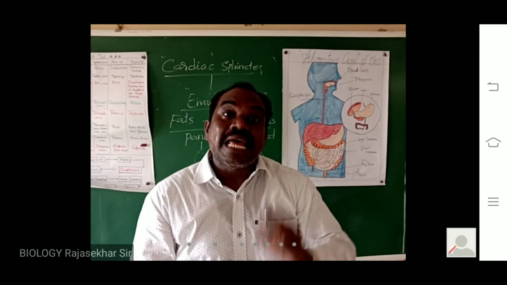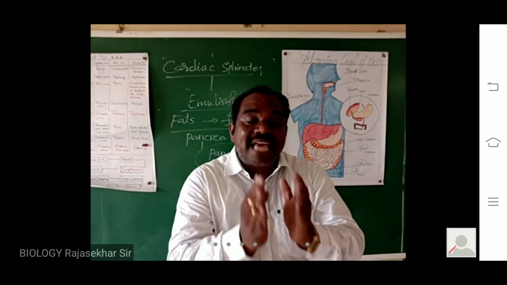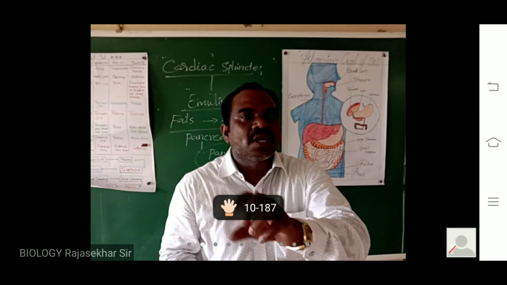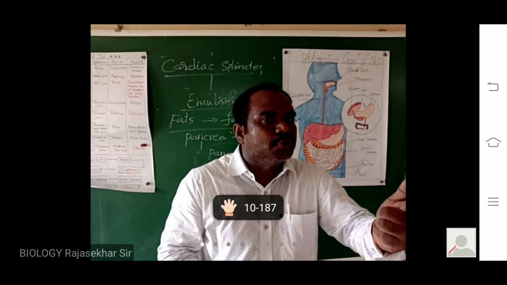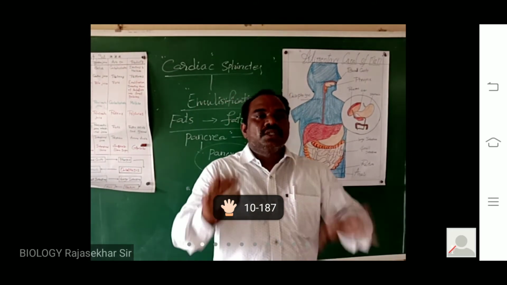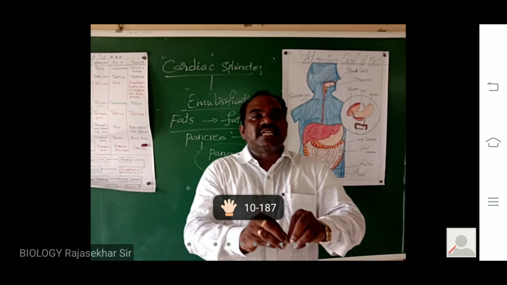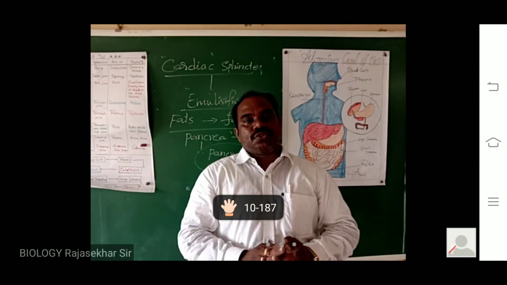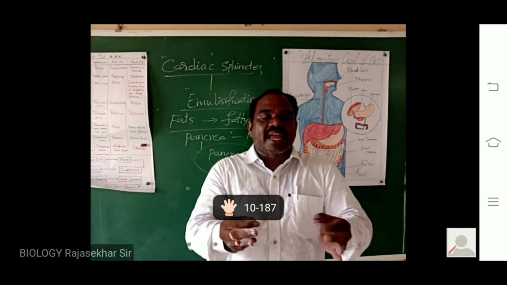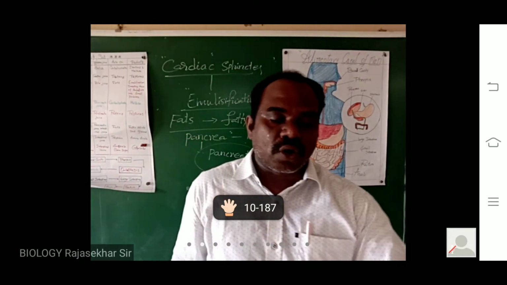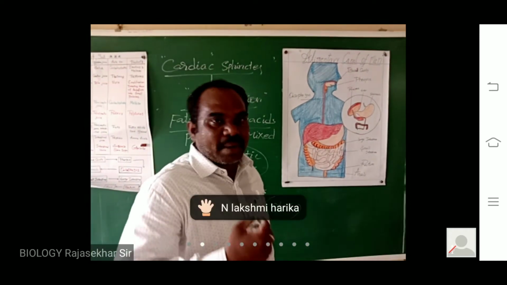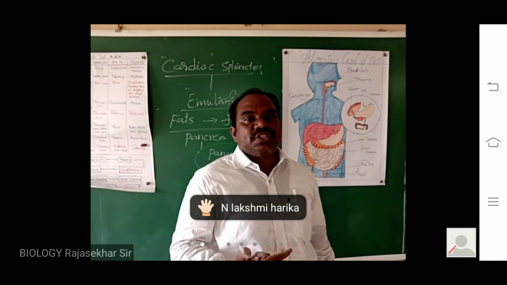Third one is lipase. Lipase enzyme helps fat materials. Fats are converted into fatty acids and glycerol. These are the enzymes present in pancreatic juice. Pancreatic juice is secreted from the exocrine pancreas. These are the glands present in our digestive system.